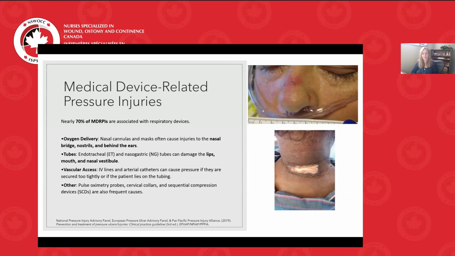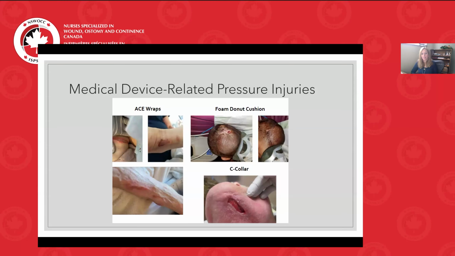Other areas that can develop pressure injuries are IV lines and arterial catheters. When we're looking at urinary devices, are the patients laying on the tubes? Make sure they're free from that. Other things include pulse oximetry probes and cervical collars. Basically anything that goes on the patient can cause a pressure injury. These are other examples of patients who developed pressure injuries from devices.